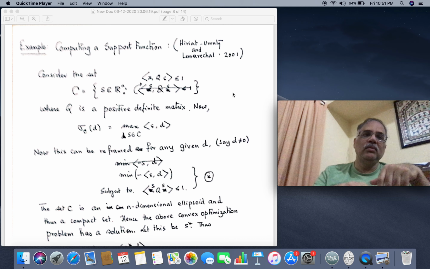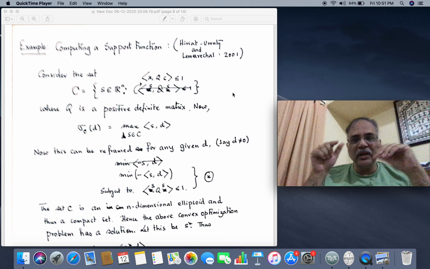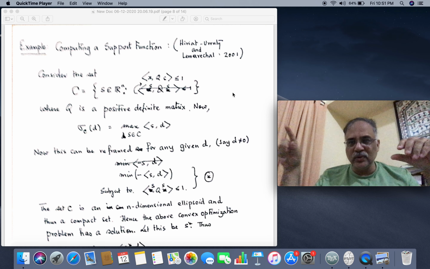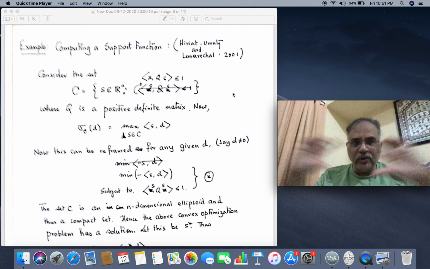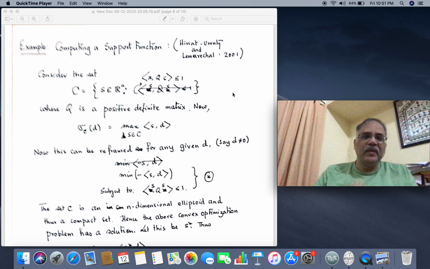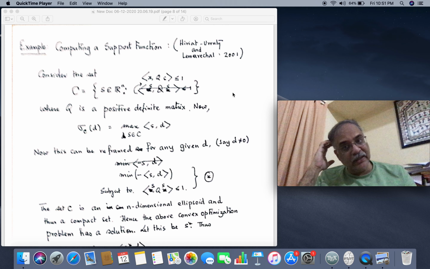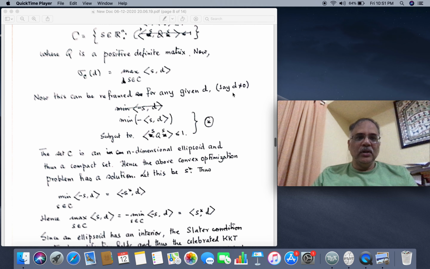Because if you write in terms of Q, it will be some Q1 x1 squared and so on. So it will be the canonical form of an ellipse, right? That is what you know from standard analytic geometry. So instead of writing the max function, I write the min function because we have been studying the min function. So here I am minimizing a linear function over a convex set which is described by a quadratic constraint.